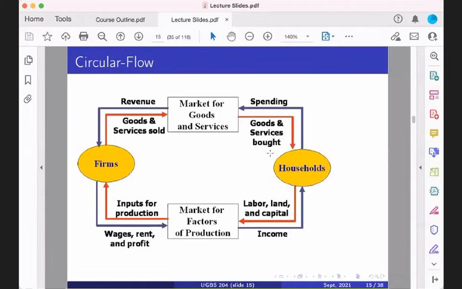But look at something. When households provide the factors of production to the firms, the firms pay them something. The price of labor is wage, the price of land is rent, and capital gets a profit. And this comes in the form of income to households. Now, the incomes that the households get from the firms are what they spend in buying the goods and services produced by the firms. But when they buy these goods and services, it's in the form of revenue to the firm. Right, so let's just backtrack a little bit.